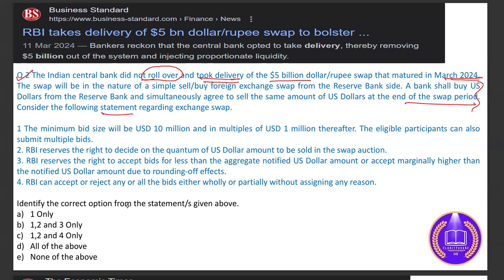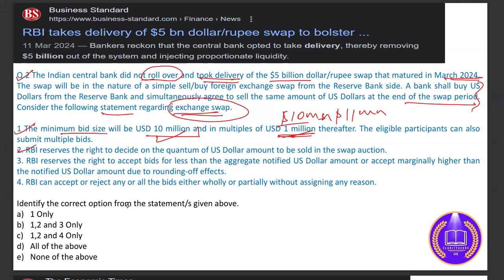So consider the following statements regarding the exchange swap. Statement number one: the minimum bid size will be $10 million, in multiples of 1 million thereafter. The eligible participant can also submit multiple bids. So this statement is absolutely correct. So the minimum bid would be $10 million, and after that in multiples of 1 million, meaning $11 million, $12 million, 13, like this.